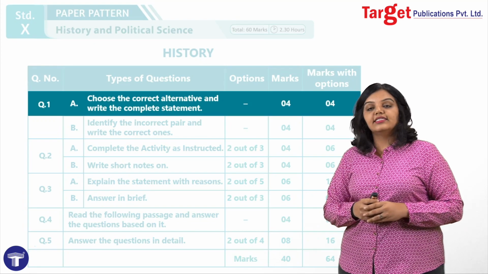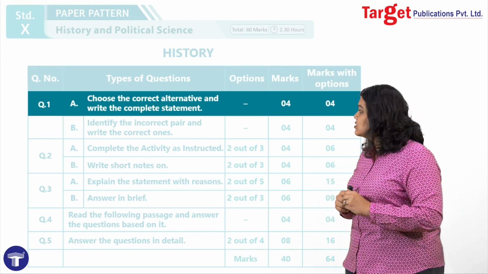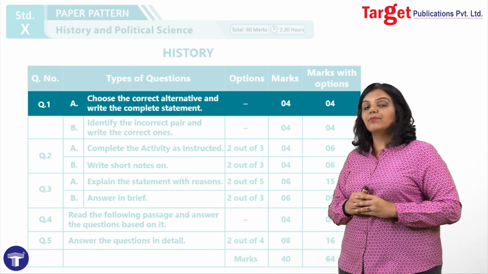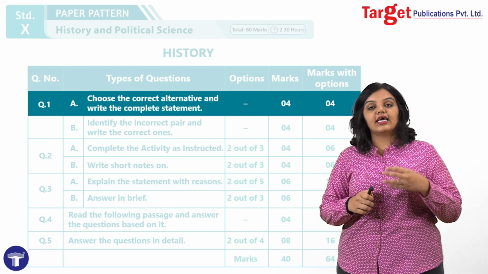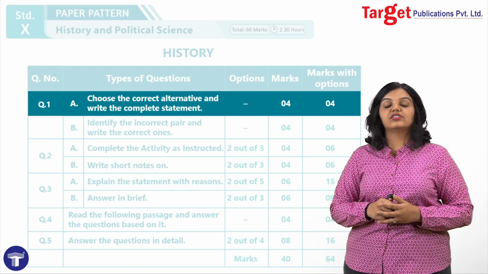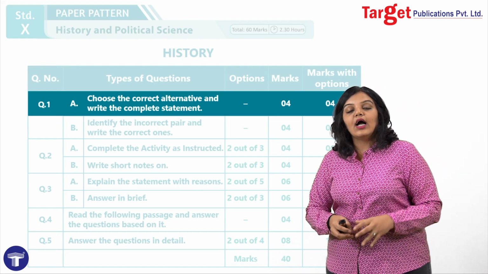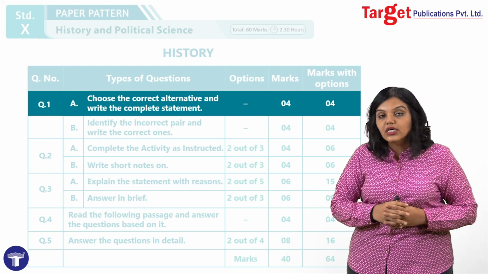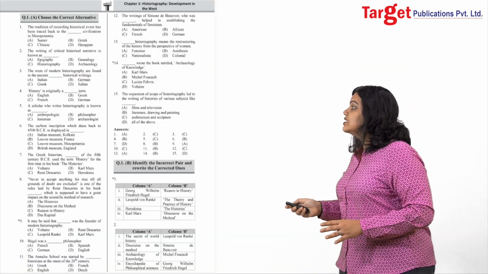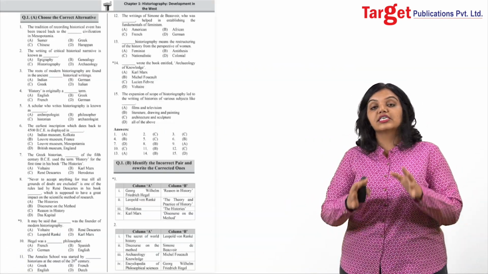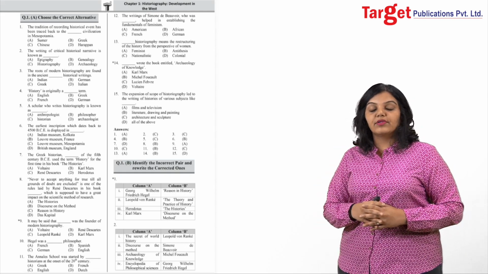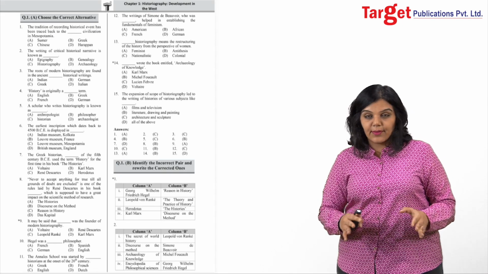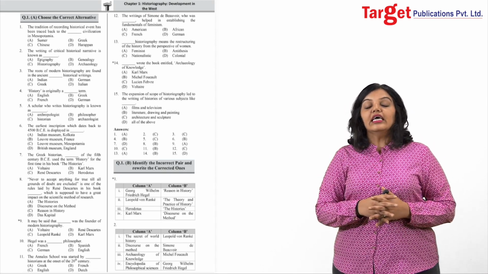Question 1A deals with choosing the correct alternative and writing the complete statement. This question is of 4 marks, and as I have said before, there are no options, so it's a compulsory question. I would like to point out at this junction that we have provided in our Target Publications history and political science notes, plenty of examples to help you tackle any type of question that you could be dealing with in your examination.